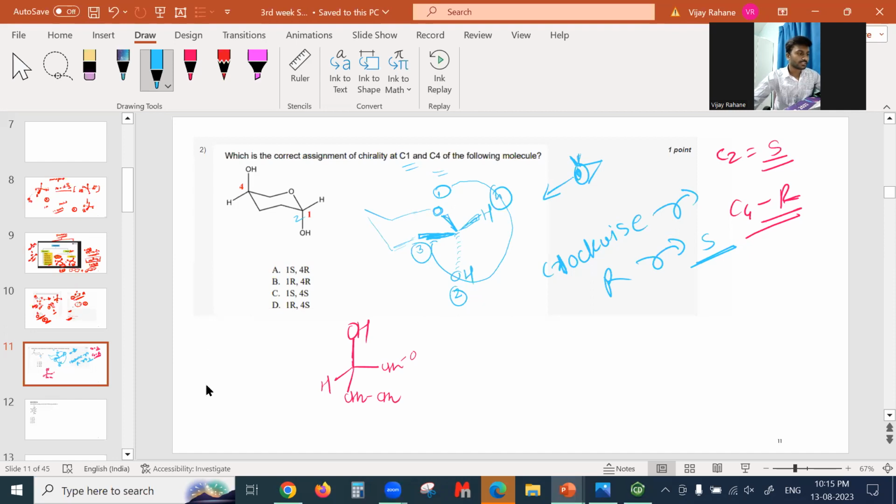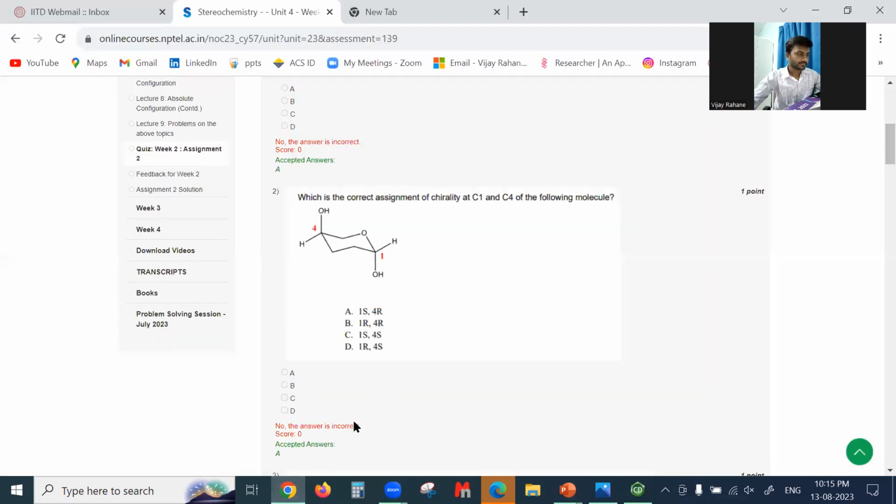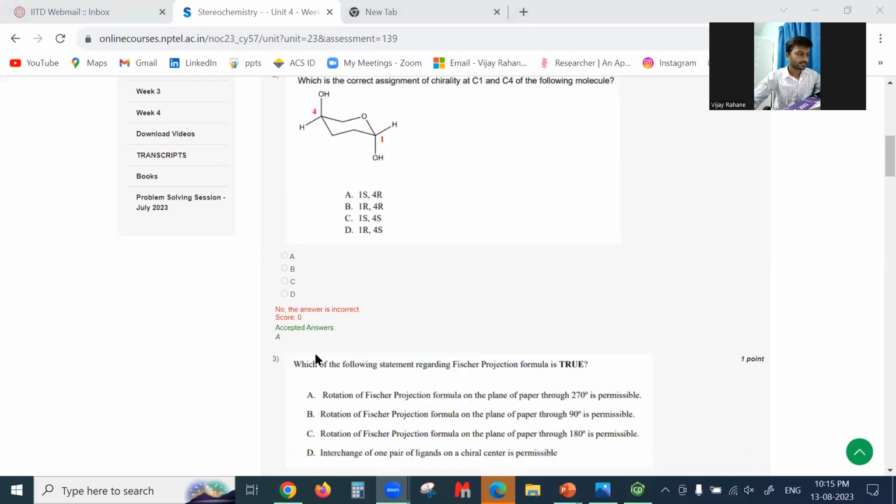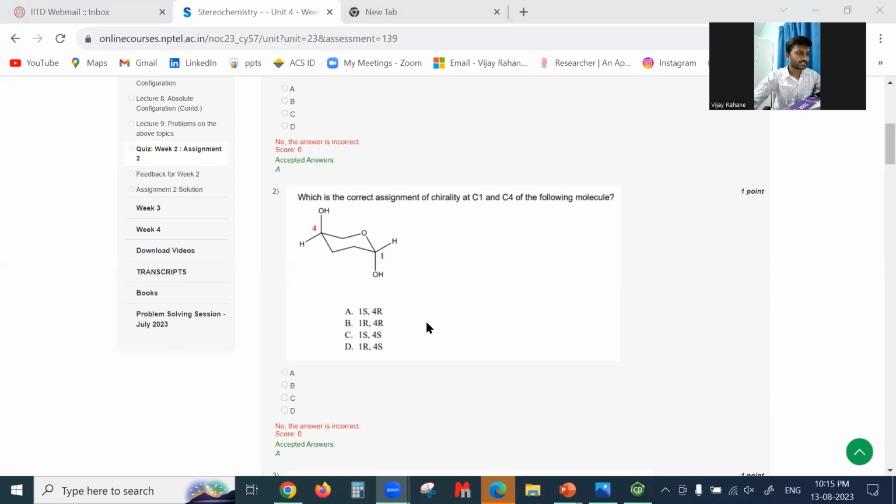Oh, we have to check the correct answer. So this is C2 S and C4 R. Yes, they have given the answer as well. The explanation they have not shown, but definitely the option is the A option, that is C2 has the S configuration and C4 has the R configuration, is the correct option.